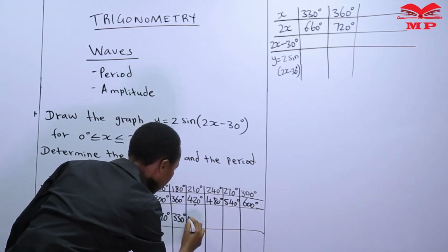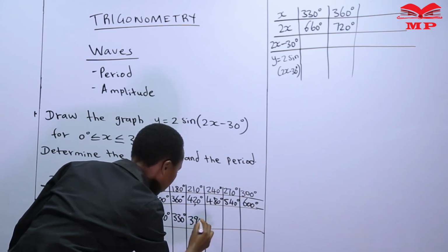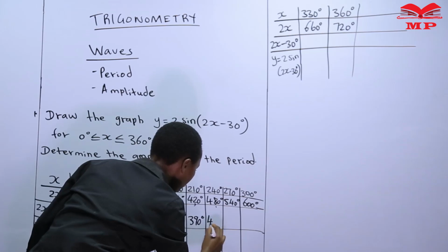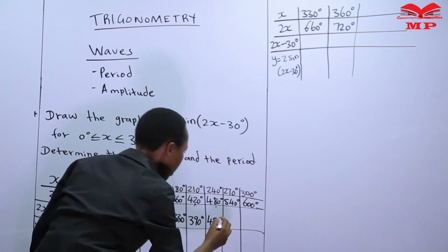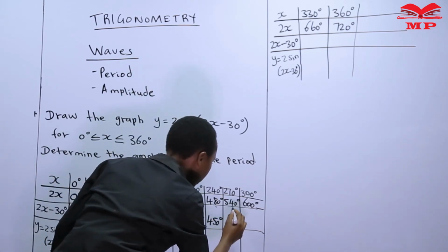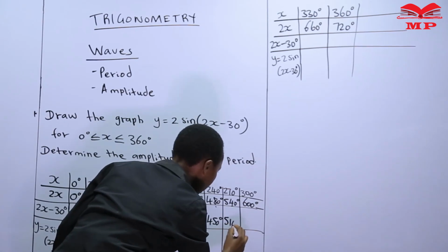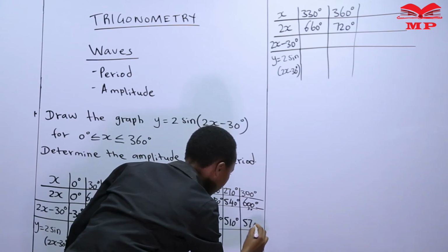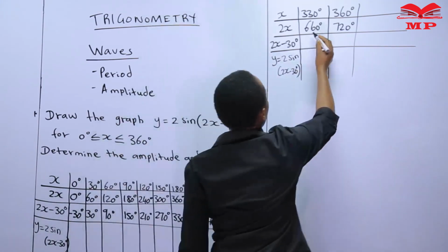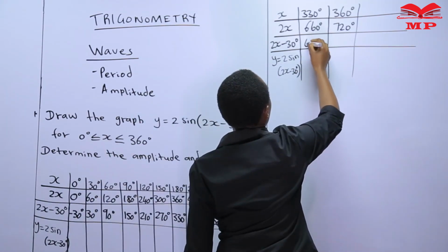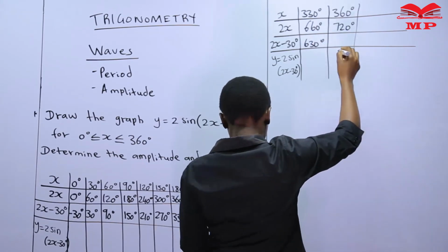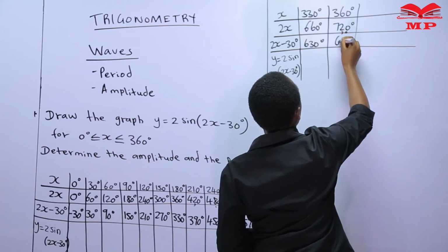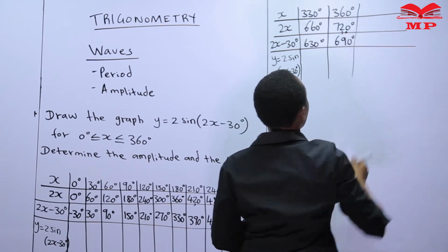We'll have 390 degrees. Minus 30 again here we have 450 degrees. Then minus 30 here we get 510 degrees. Minus 30 here we get 570 degrees. Minus 30 here we get 630 degrees. Then minus 30 here we get 690 degrees.